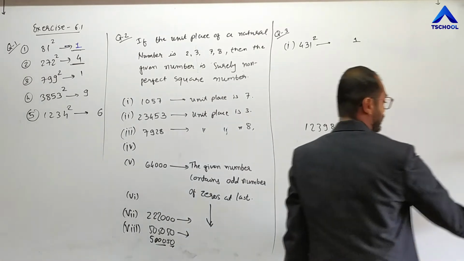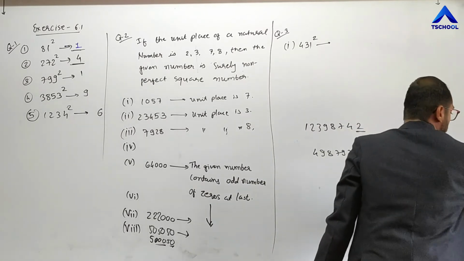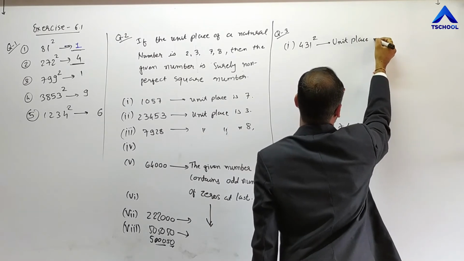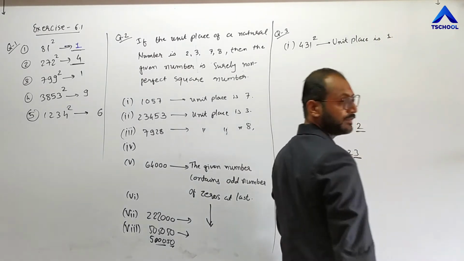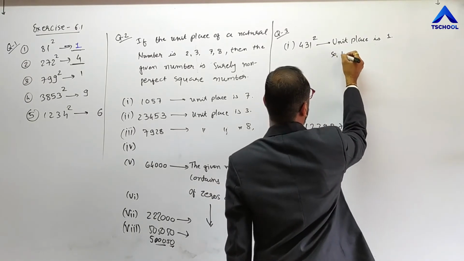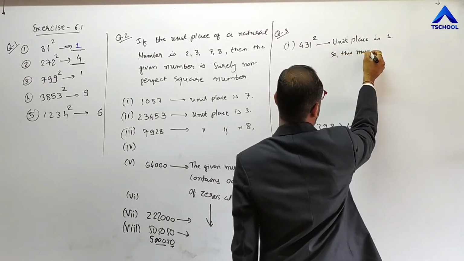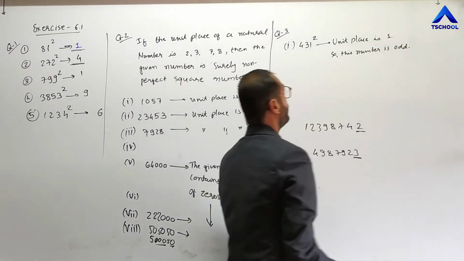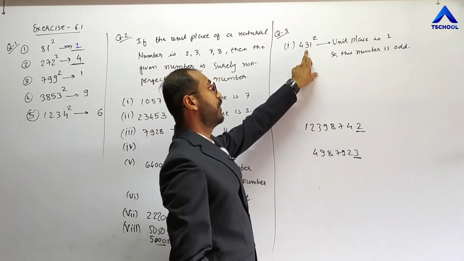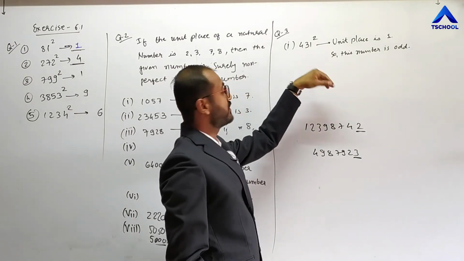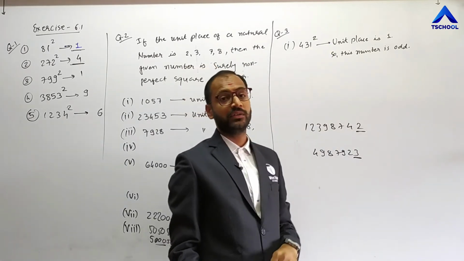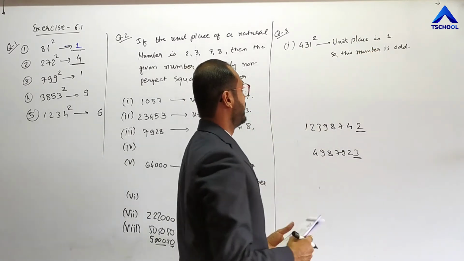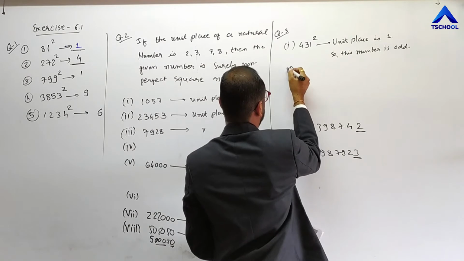Clear? So you should write here that the unit place is 1, so this number is odd. Here we are taking the square of this number, not this one. We are not checking this one; we are checking the digit 1 in the value of the square of the given number. Clear? Let us take the second example.